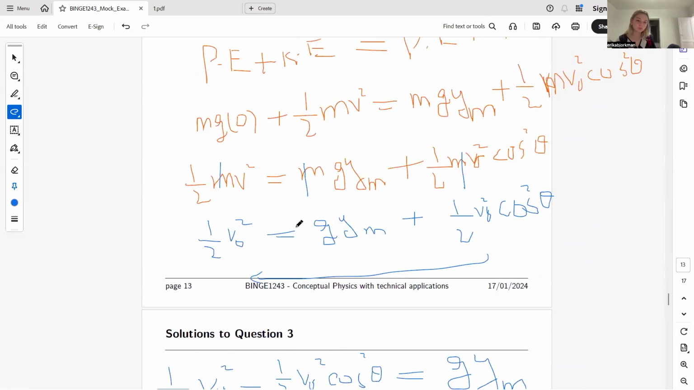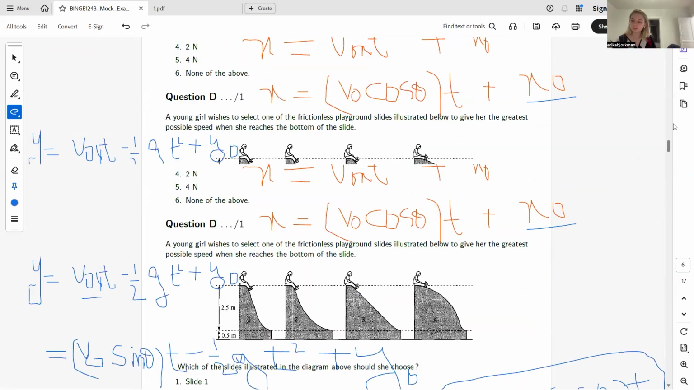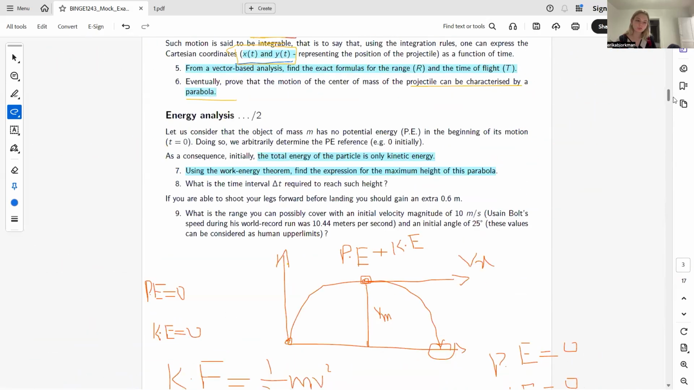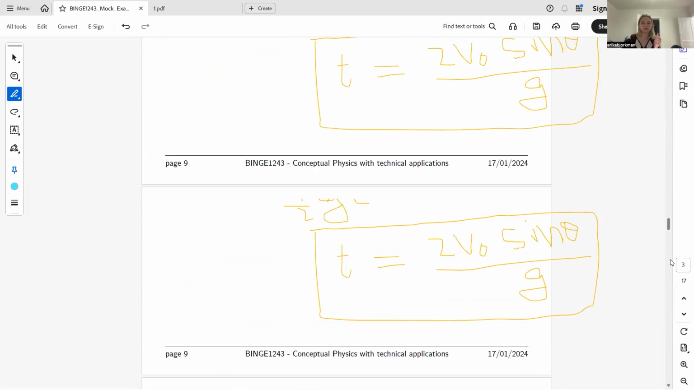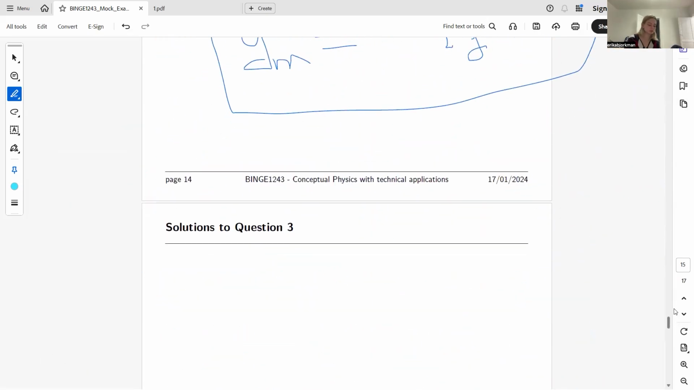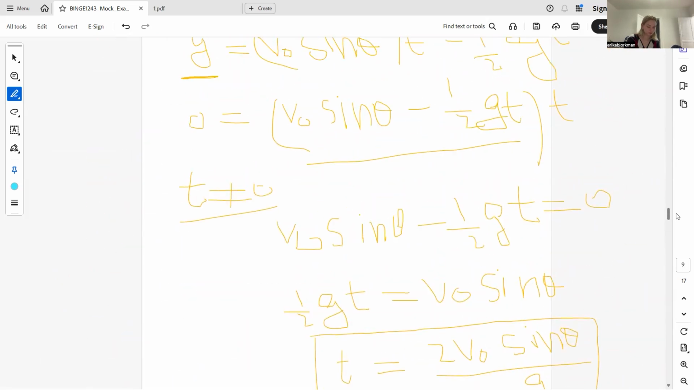Okay. So let us check the next demand in this energy part. Here, the next demand is part 8. What is the time interval delta T required to reach the maximum height? Here we have to calculate the time interval to reach the maximum height. For that purpose, we need to remind ourselves of the equation that we previously calculated.